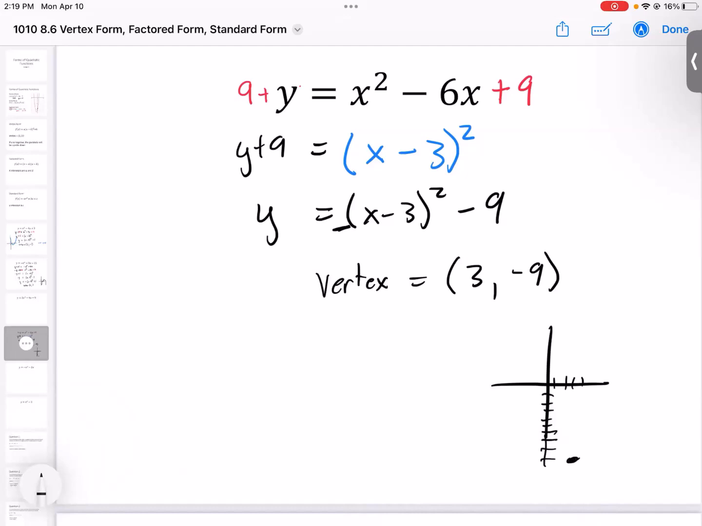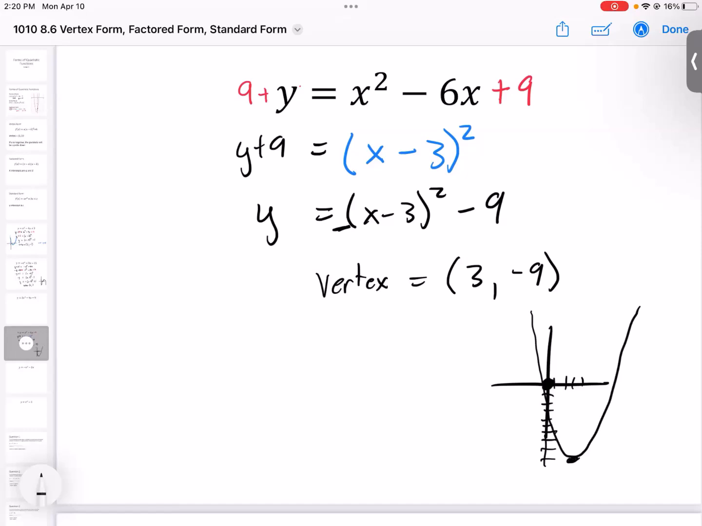In order to graph it, we know that it's an upward facing parabola, but we don't know exactly how wide it is. So you just choose some other number to plug in. If you wanted to get the y-intercept, you could just plug in a 0. 0 minus 3 is negative 3, negative 3 squared is positive 9, positive 9 minus 9 is 0. So the y-intercept is actually also an x-intercept.